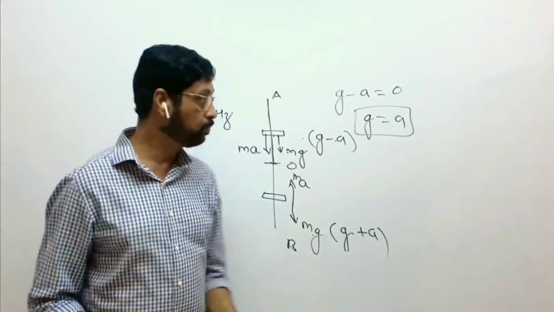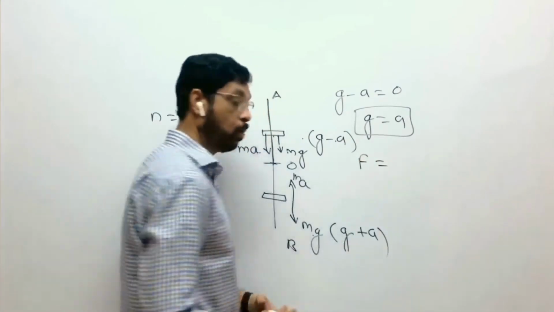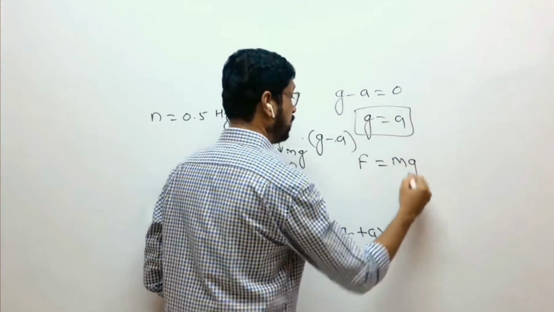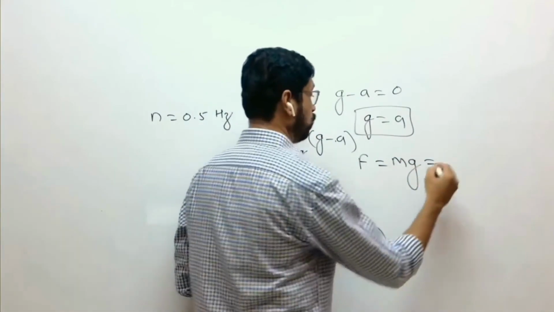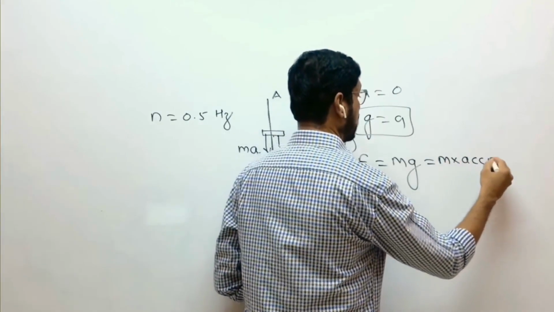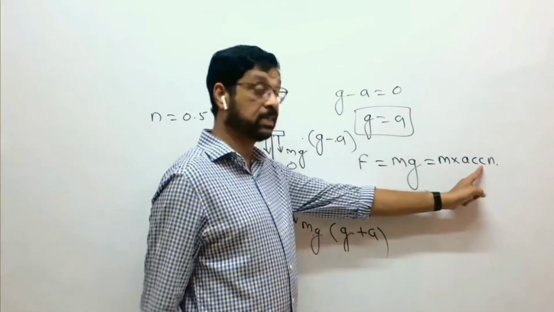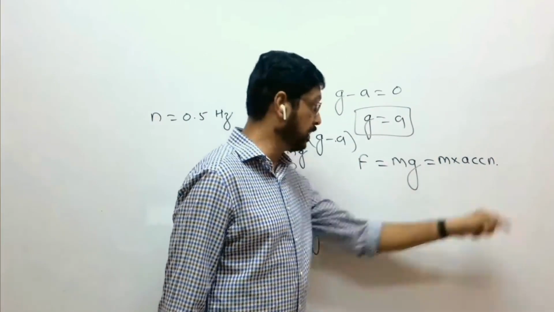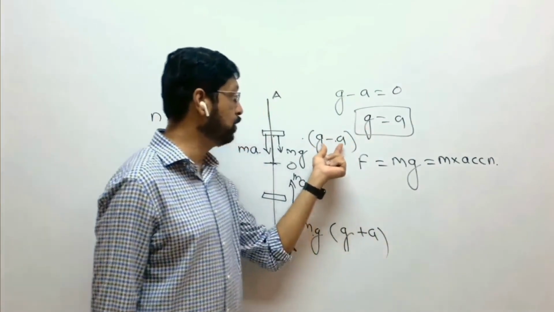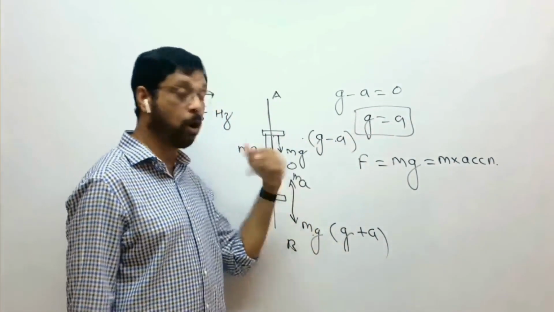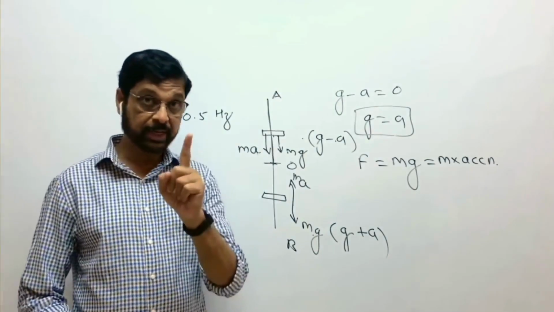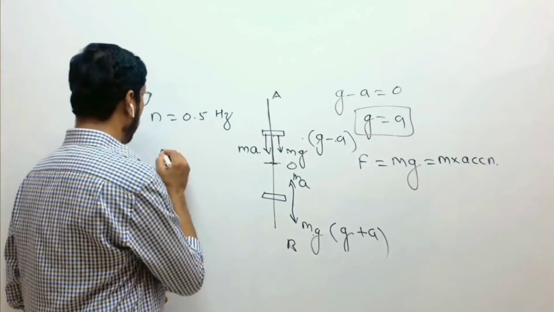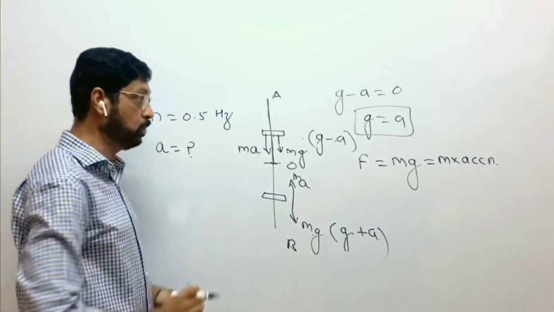Correct? So the force acting on the block is its weight. If that weight becomes equal to mass into the acceleration of SHM, at that time the weight will become equal to 0 and the block will leave the piston. Getting the point clear? So now you are asked to find out what should be the maximum amplitude.